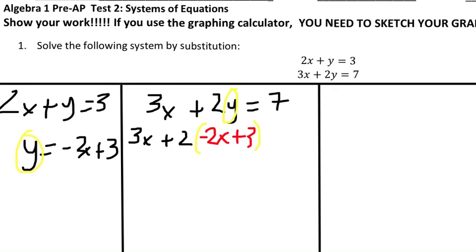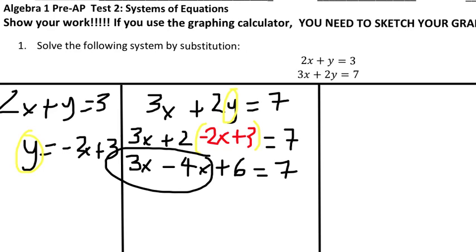So when you solve for x, you start by bringing down 3x, and you're going to have negative 4x plus 6, because 2 times negative 2 is negative 4, and 2 times 3 is 6. And now you just combine the like terms. You have negative 1x plus 6 equals 7. When you subtract 6 on both sides, this is the opposite of plus 6, so you have to subtract 6. And then now you're going to have negative 1x is equal to 1.